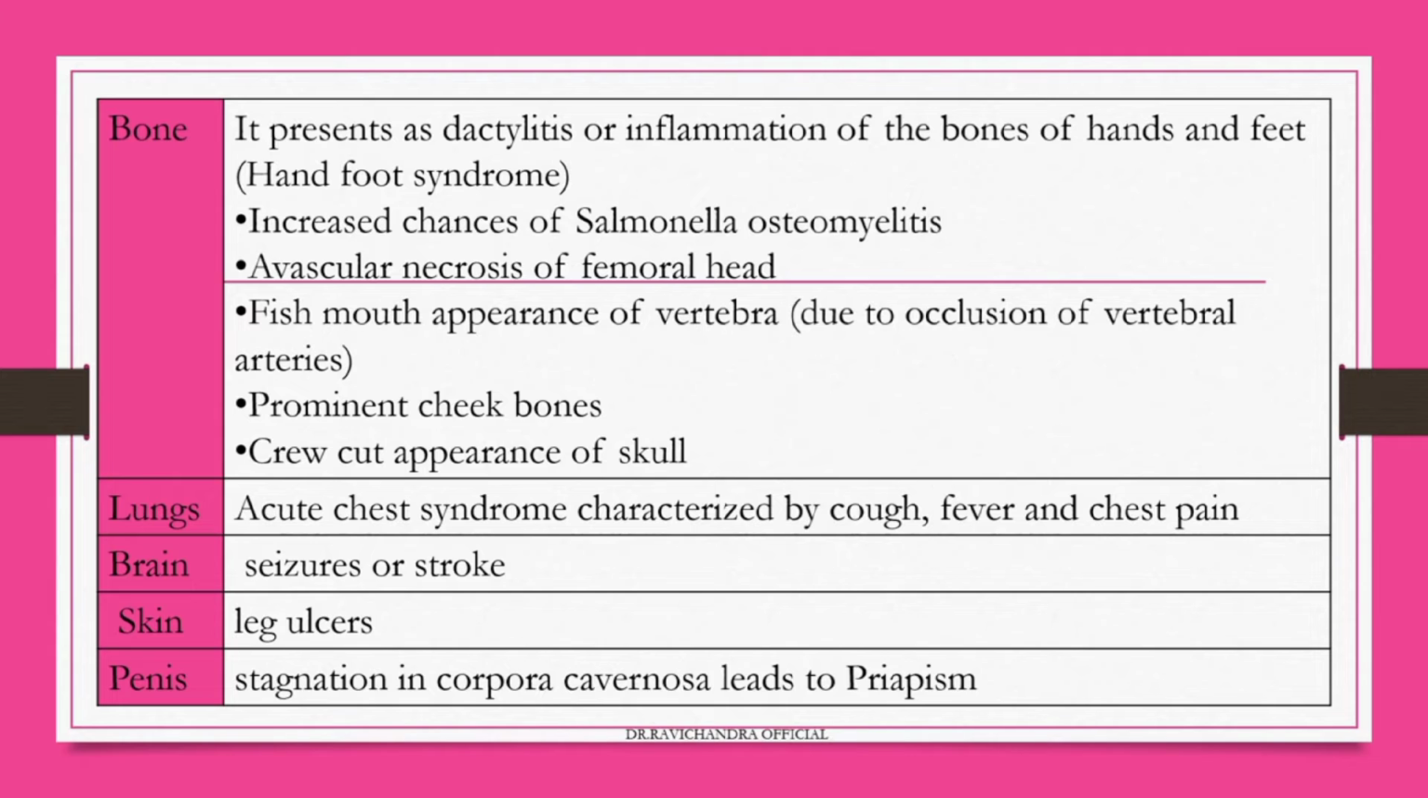There may be increased chances of avascular necrosis of the femoral head. Fish mouth appearance of the vertebra due to occlusion of vertebral arteries is seen. There will be prominent cheekbones and a crew-cut appearance of the hair and skull. Acute chest syndrome is characterized by cough, fever, and chest pain. There may be seizures or stroke, and leg ulcers will be seen. Stagnation in the corpora cavernosa leads to priapism.